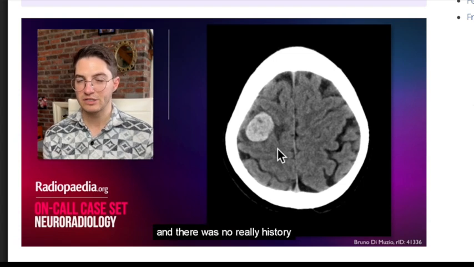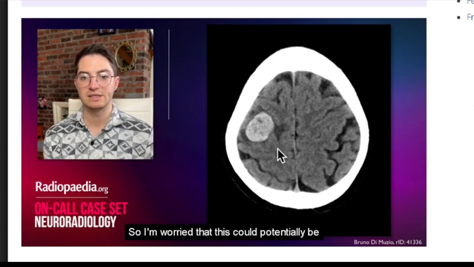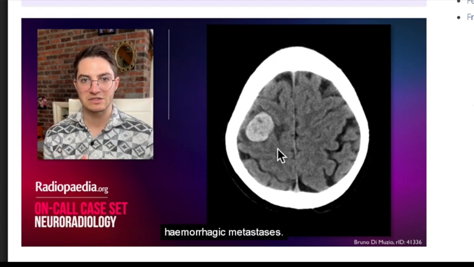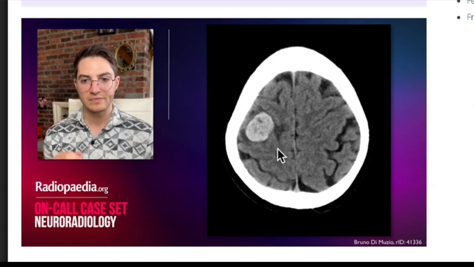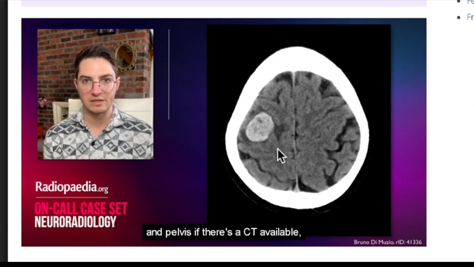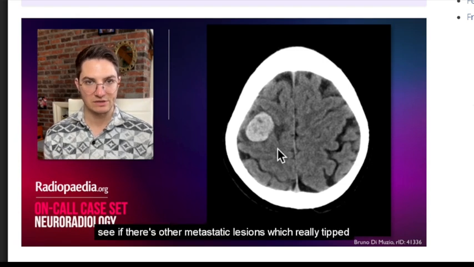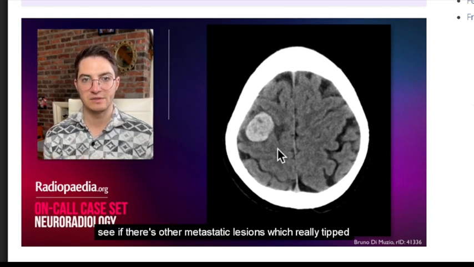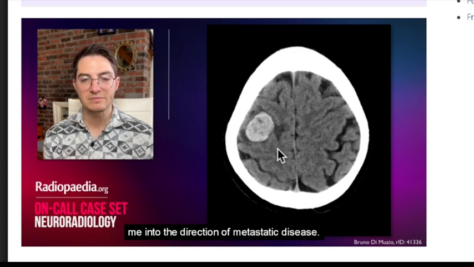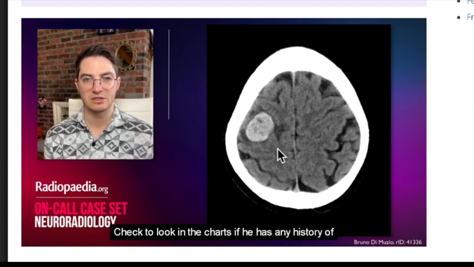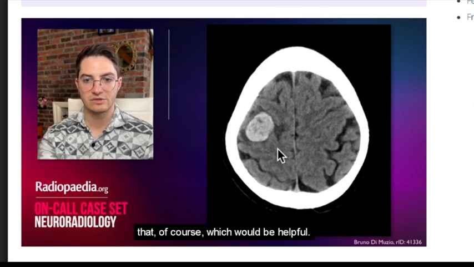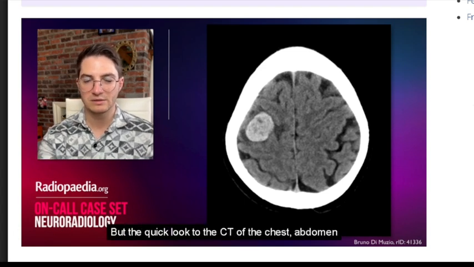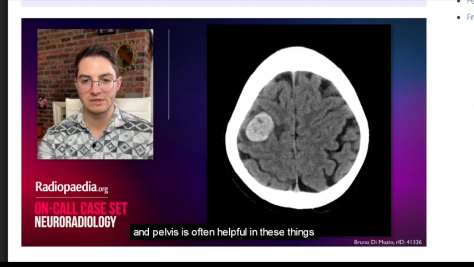And there was no real history of sepsis or anything like that. So I'm worried that this could potentially be hemorrhagic metastases. What I would do in real life here, I would take a quick look at the chest, abdomen, and pelvis if there's a CT available, to see if there are other metastatic lesions, which will really tip me in the direction of metastatic disease. Check the chart to see if he has any history of known malignancy, of course, which would be helpful. But the quick look at the CT of the chest, abdomen, and pelvis is often helpful in these settings.